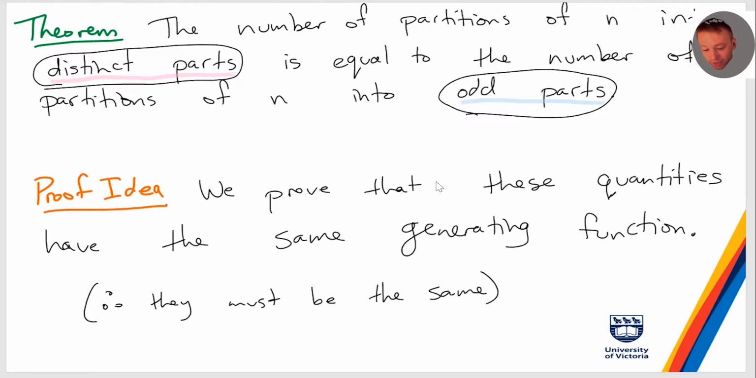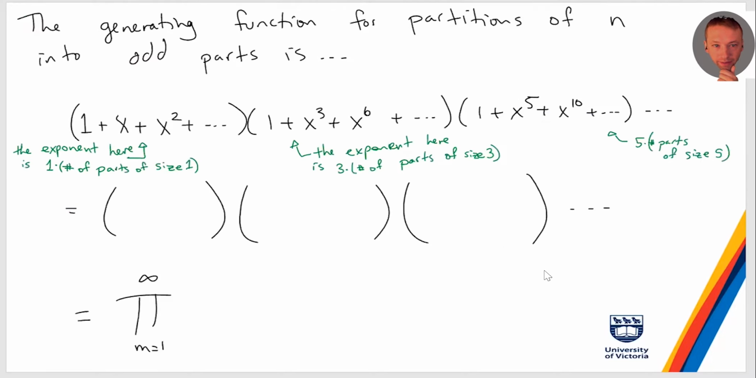And if you know that two sequences have the same generating function, it tells you that those sequences must be the same, which tells you that the number of partitions into distinct parts is equal to the number of partitions into odd parts, which is kind of a little bit magic, I think. So let's come up with the generating function.